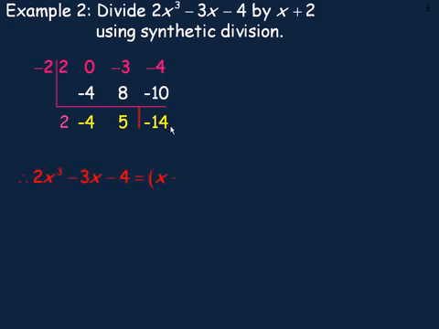So the restriction and the division statement would look like this. There's the restriction. x is not allowed to equal negative 2. That was our value we put here. That's the number that would make that divisor 0. And this is what the division statement looks like. The original polynomial is the product of x plus 2 and 2x squared minus 4x plus 5, and then plus the remainder, minus 14 in the end.